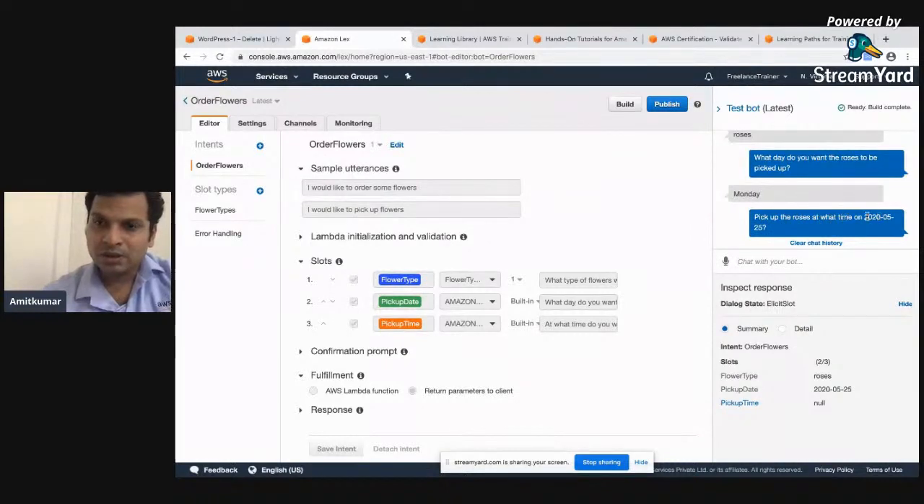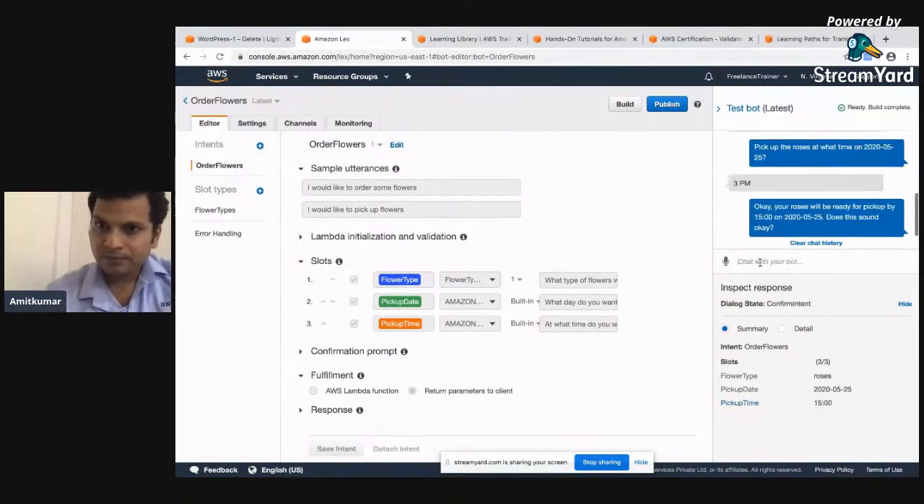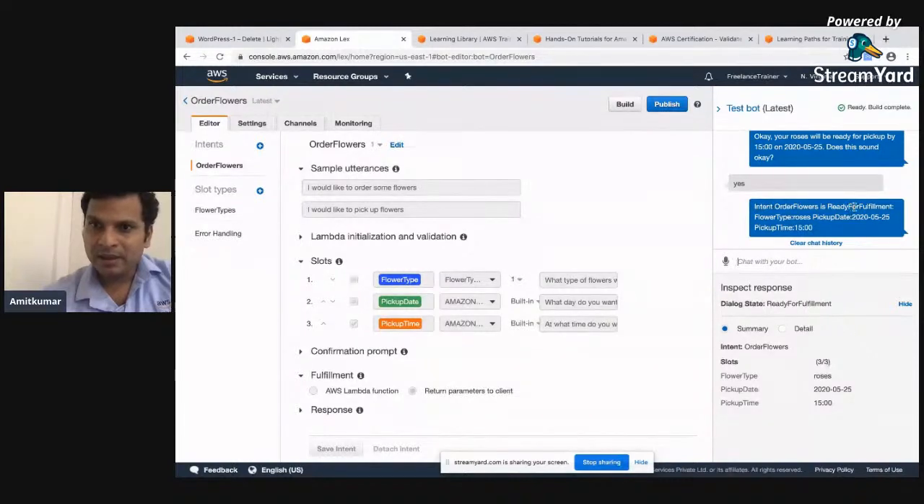So it has chosen the nearest date of 25th and is asking me what time do you want. Let's say I want it at 3 p.m. Okay, so now the response is, your roses will be ready for pickup by 15 hours, which is 3 p.m., on 25th of May, which is Monday. Does this sound okay to you? I would say yes. And now my order is ready. Okay, the order flower is ready for fulfillment. So this is the detail of your order.